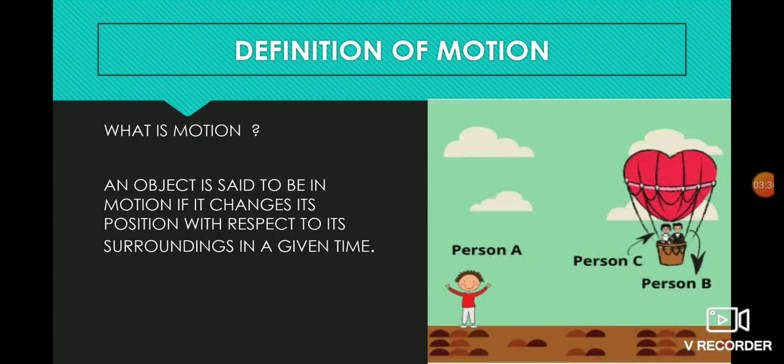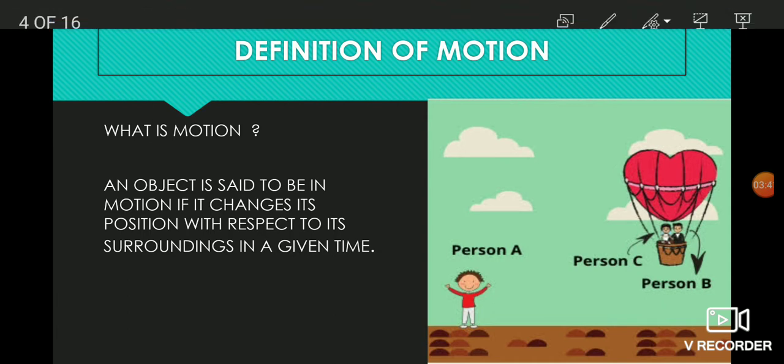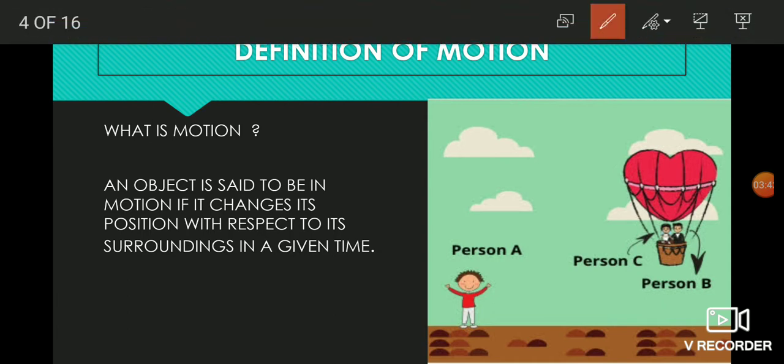Okay, we'll do the definition of motion later. Concentrate on the picture on your right-hand side. What do you see there? You see a person A, person B and person C. Person A is on the ground. He is not moving. He is stationary. Person B and person C are both in the hot air balloon. Now suppose I am person C. I am right there in the hot air balloon.